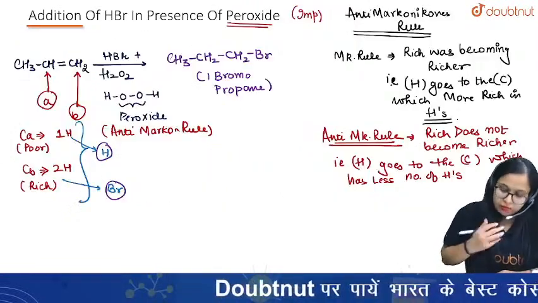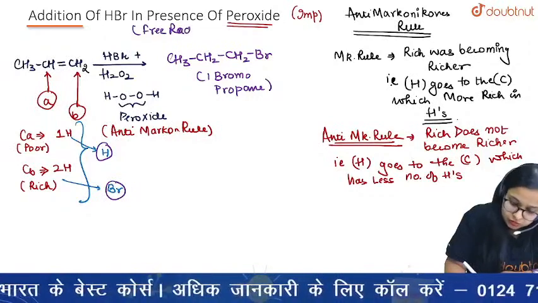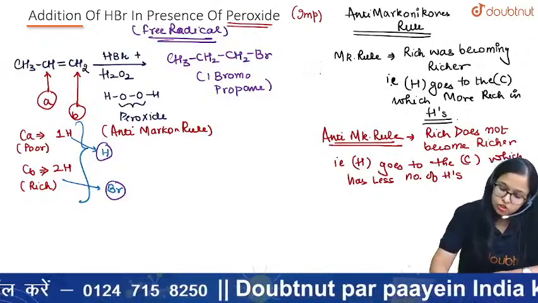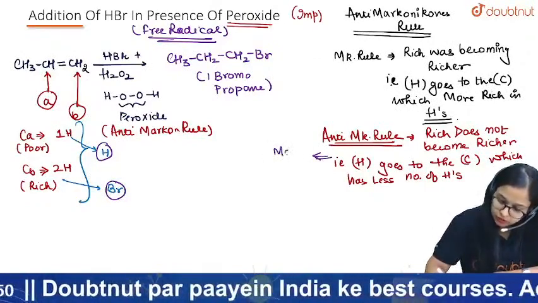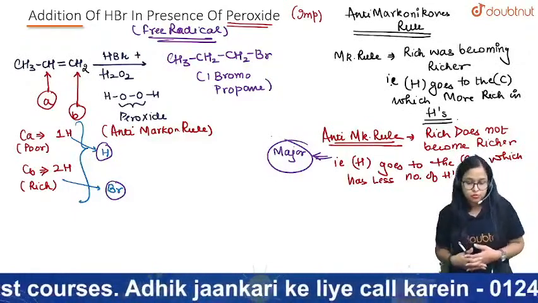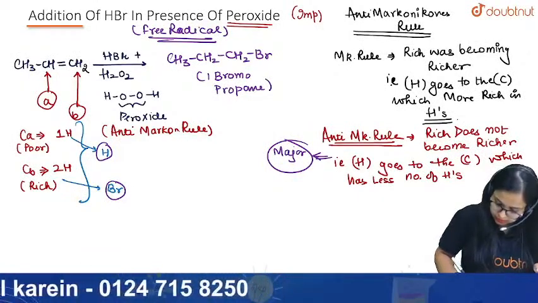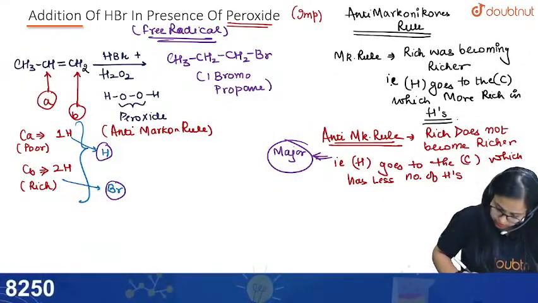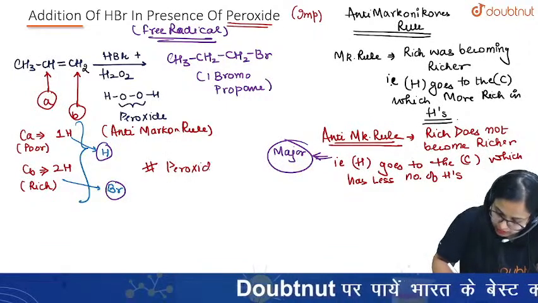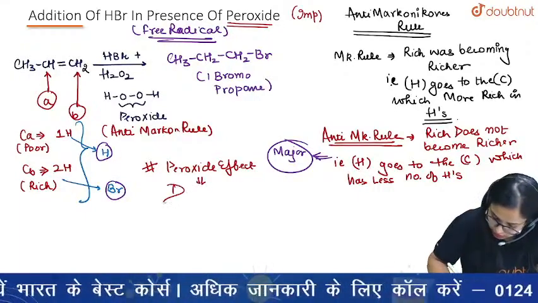Whereas during anti-Markovnikov rule, a free radical mechanism is followed. We aren't going into the mechanism, but you need to understand this simple rule. The major product is according to anti-Markovnikov rule when we add HBr in presence of H2O2. Also, you must remember this is known as the peroxide effect. This addition is known as the peroxide effect, and this peroxide effect is usually observed during addition of HBr.